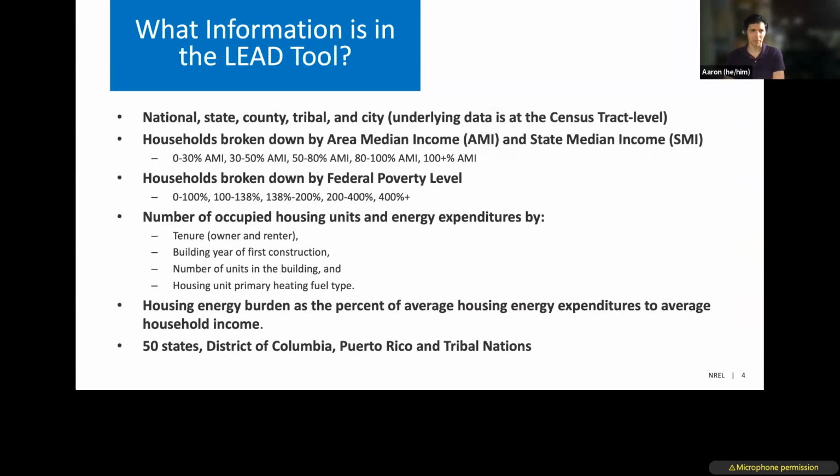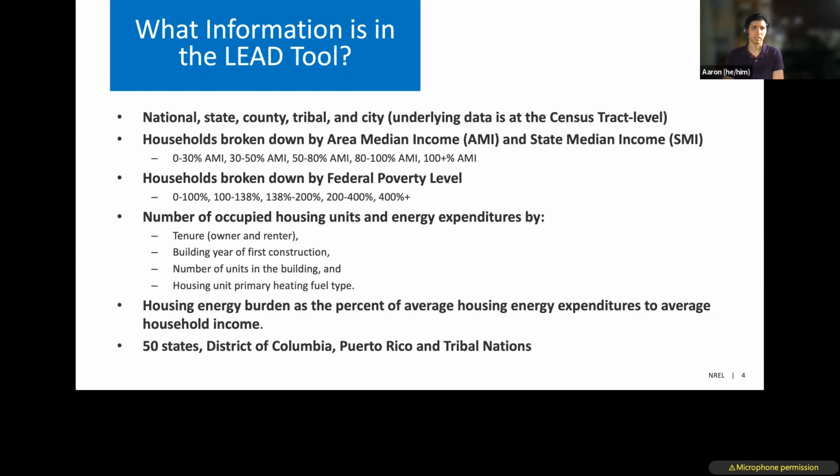Looking at the information that's in the LEAD tool, we have national, state, county, tribal, and city data. The underlying data all starts at the census tract level. This gets broken down into a couple of different income models. We have area median income and state median income, although for the most part, I believe state median income is the same as area for most states. And then we also have it broken down by federal poverty level.